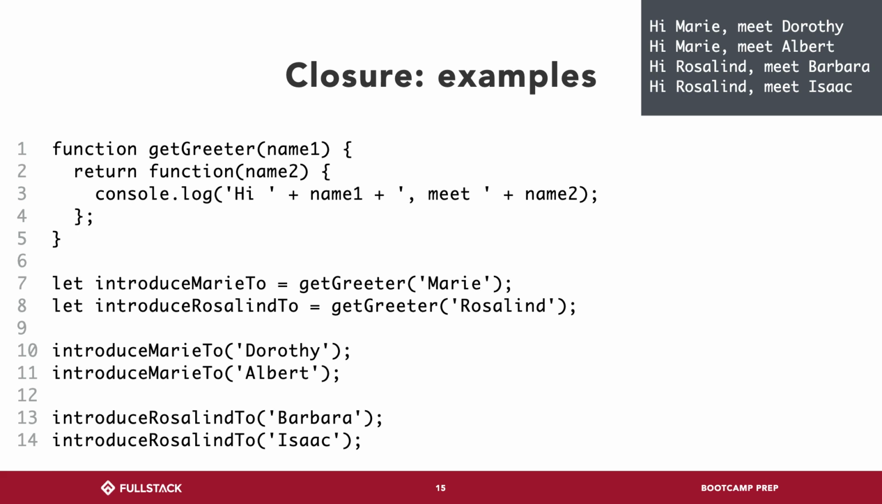Because introduceMaryTo equals getGreeter Mary. getGreeter is invoked with Mary. So now that return function, name2, console log, hi name1, meet name2. The name1 will be Mary. Now you call introduceMaryTo with Dorothy and with Albert, so name2 in that anonymous function will be Dorothy and Albert. When you read it out loud, introduce Mary to Dorothy: hi Mary, meet Dorothy. That's all that's happening.